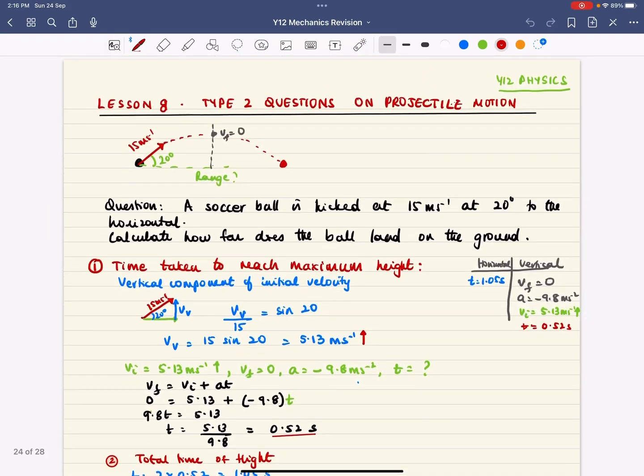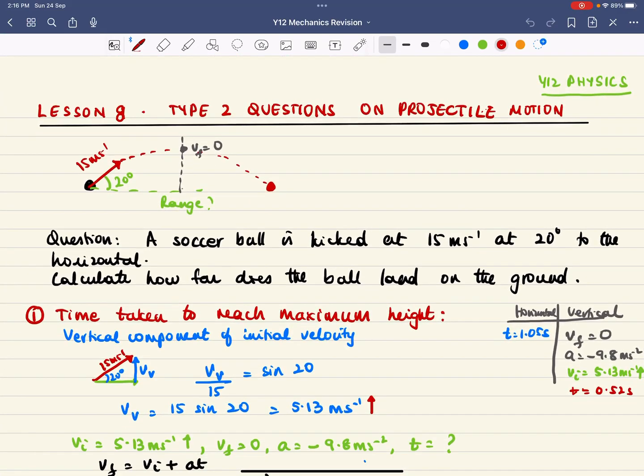This is lesson 8 on projectile motion, and this is for year 12 physics. In this lesson we are going to learn about how to solve a problem where you have the whole projectile motion. The previous lesson was just half a projectile.